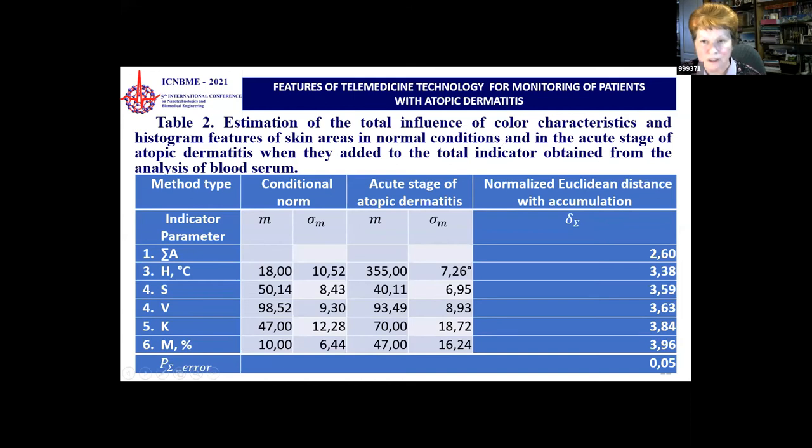Estimation of the total influence of color characteristics and histogram features of skin areas in normal conditions and in the acute stage of atopic dermatitis when they are added to the total indicator obtained from the analysis of blood serum.